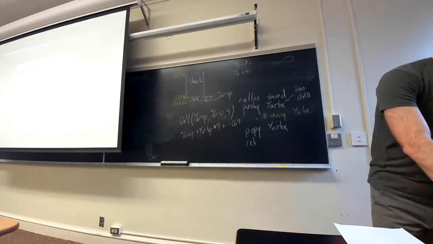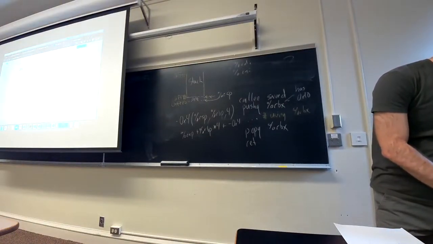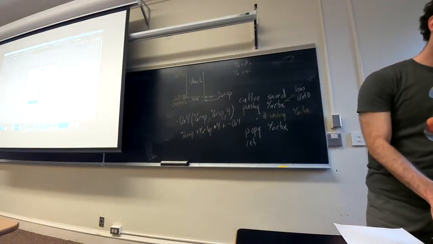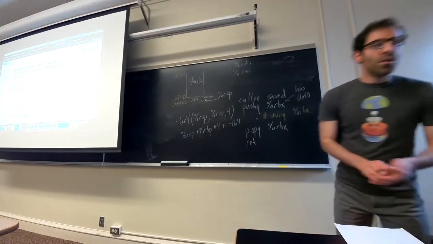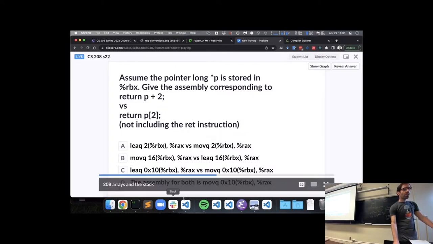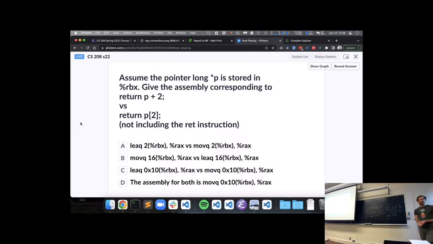All right, there are a couple quick practice exercises I'd like to do. The first is we have a pointer stored in RBX, and we're considering what would the assembly be when we return that pointer plus 2 versus when we return that pointer in brackets 2. This is not including the actual RET instruction. What assembly would set either of these up as the correct return value? And there are different variations, A, B, C, D, to consider.